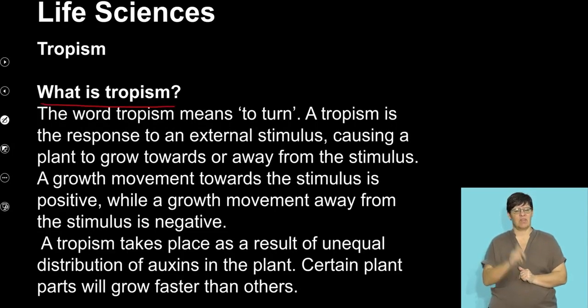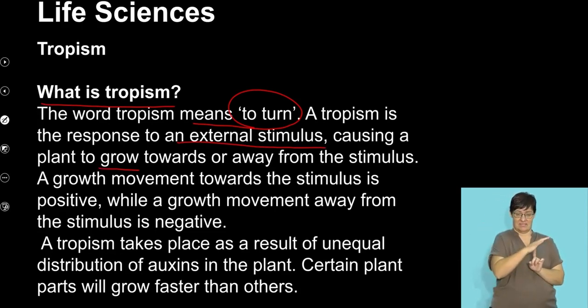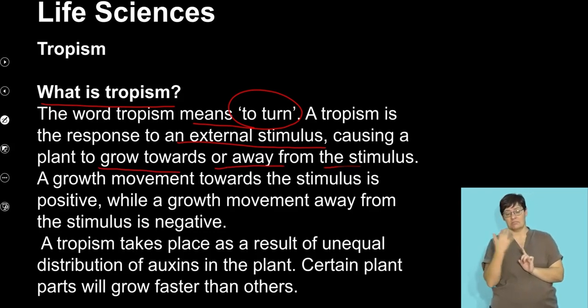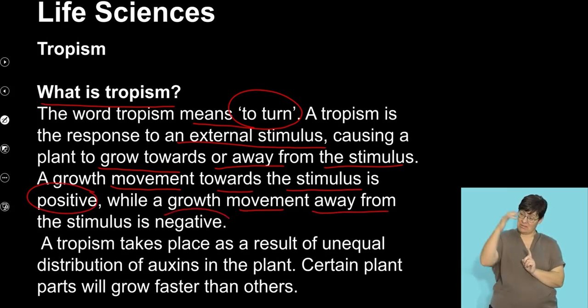What is tropism? The word tropism means to turn. A tropism is a response to an external stimulus causing a plant to grow towards or away from the stimulus. A growth movement towards the stimulus is positive, while a growth movement away from the stimulus is negative.